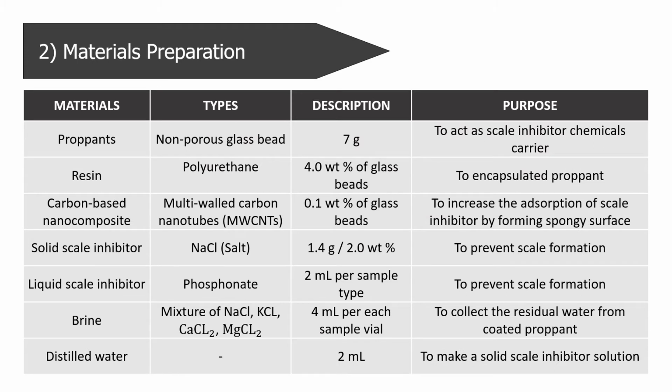For the materials preparation, only the best type of materials are chosen, which are the non-porous glass bead, the resin polyurethane, multi-wall carbon nanotubes for nano additive. For the solid scale inhibitor, we use the salt type, phosphonate for liquid scale inhibitor, and the brine that we make on our own, which is the mixture of sodium chloride, potassium chloride, calcium chloride, and magnesium chloride, and also distilled water. And here we show the description and purpose of this material.